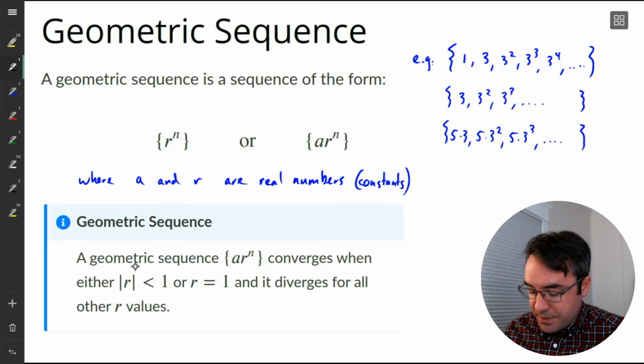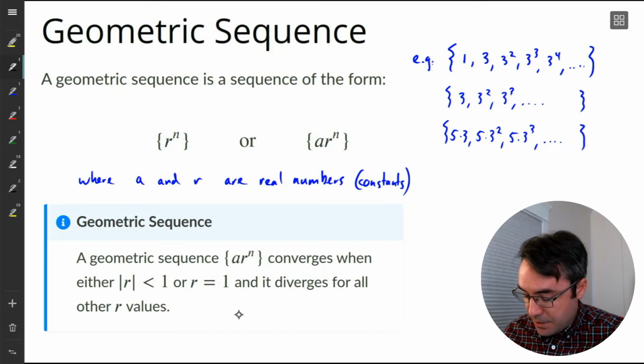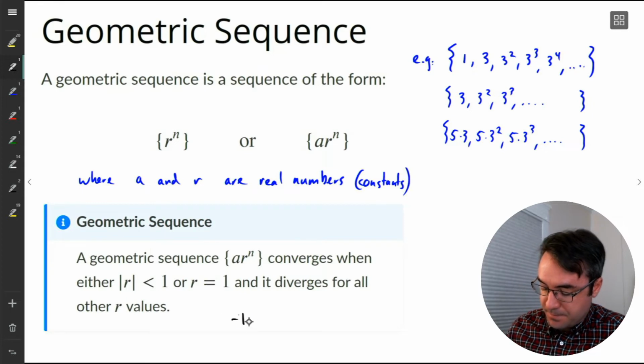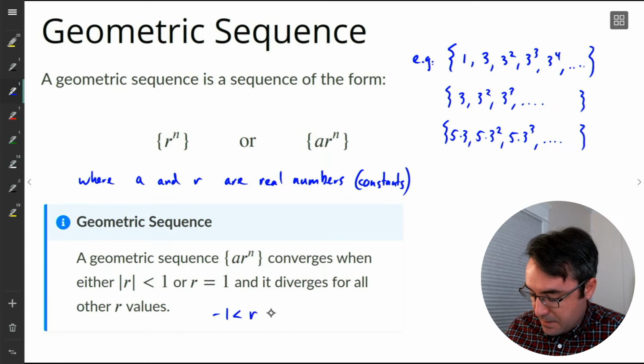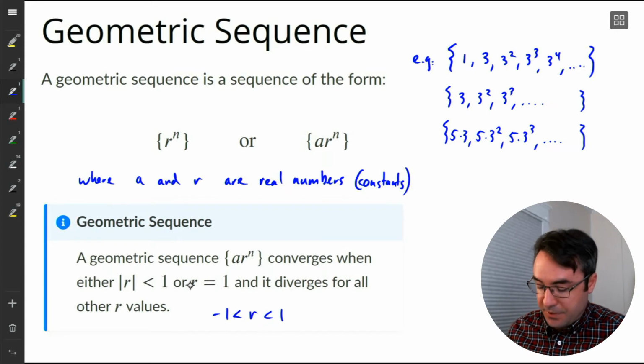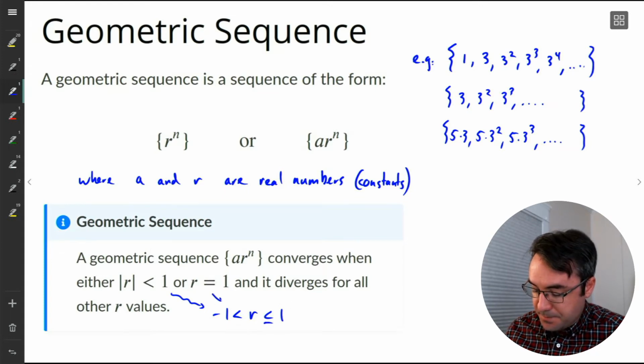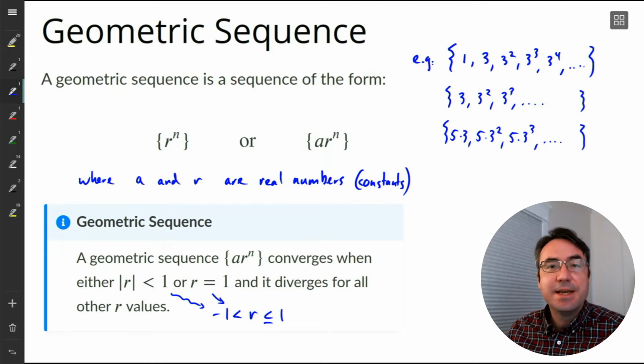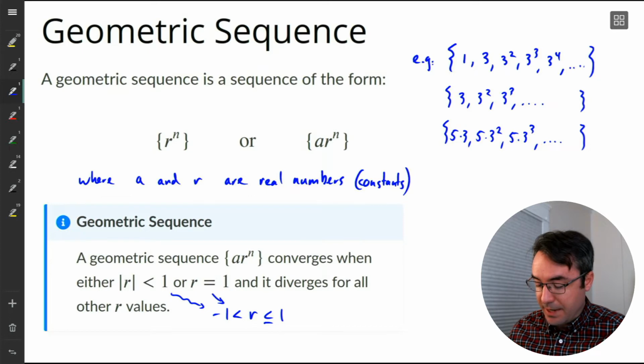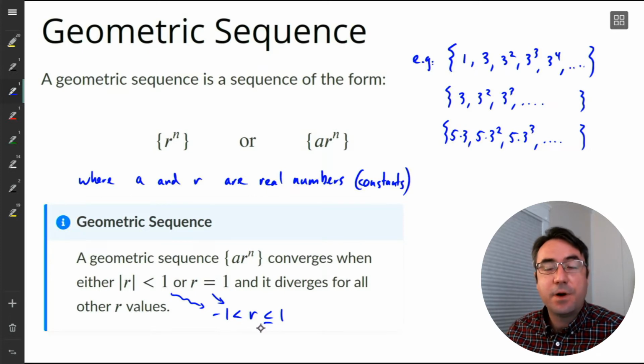So maybe another way to think of this absolute value of r being less than 1, you could think of that as r being between -1 and +1. Can't be -1, but it could be 1. So we could combine these to say that r could be anywhere such that it's greater than -1 but less than or equal to +1. So these are the r values where we'll get convergence.